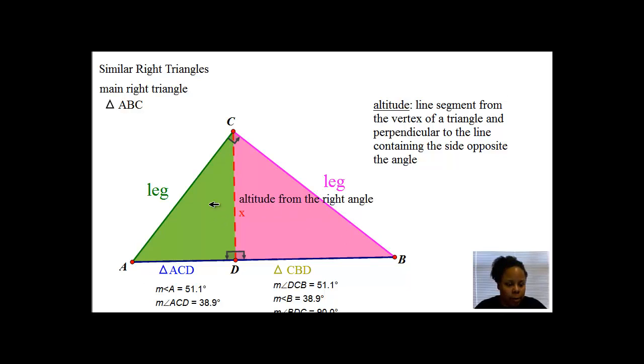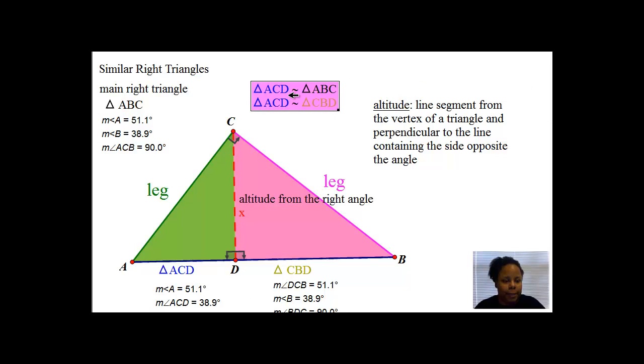But not only are these two triangles similar to one another, if I show you the angle measurements from the main triangle we started with, triangle ABC, we see that its angle measurements are also correspondingly congruent to the corresponding angles in each of the other two triangles. So we have two similarity statements: triangle ACD is similar to triangle ABC, the main triangle, but ACD is also similar to triangle CBD, which means that all three triangles are similar to one another.